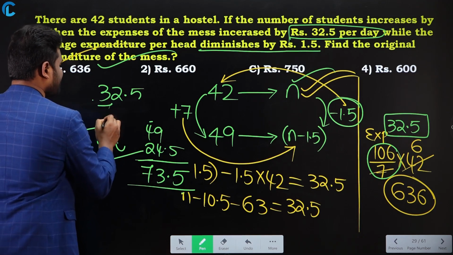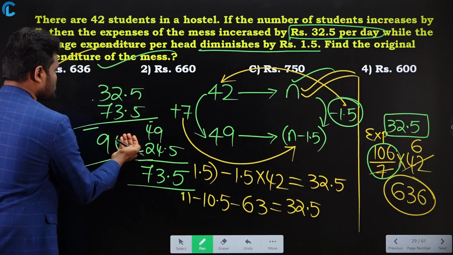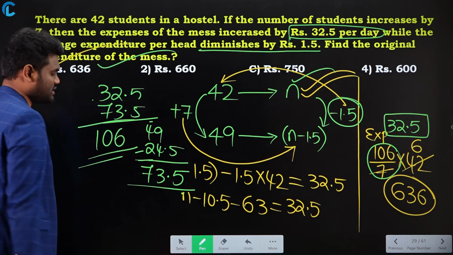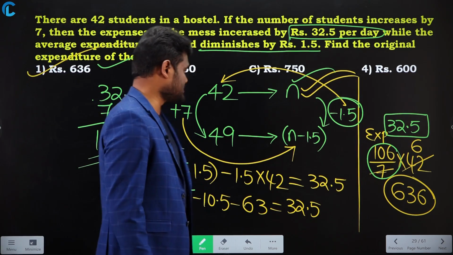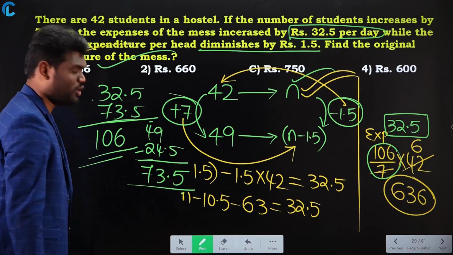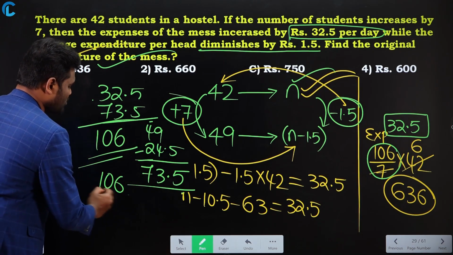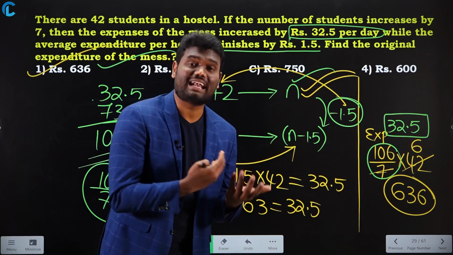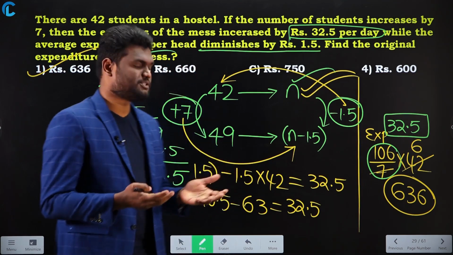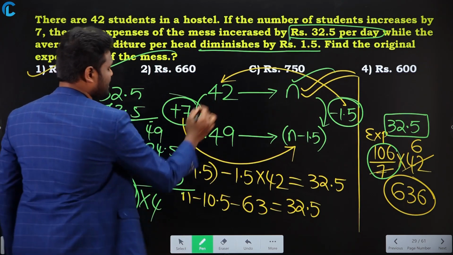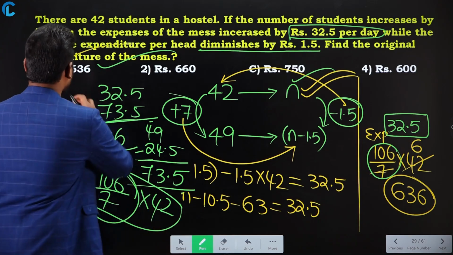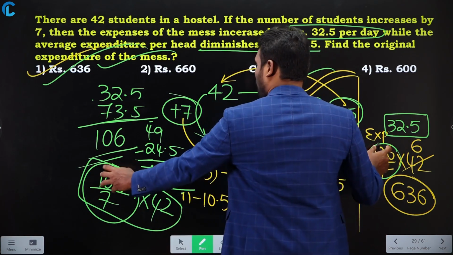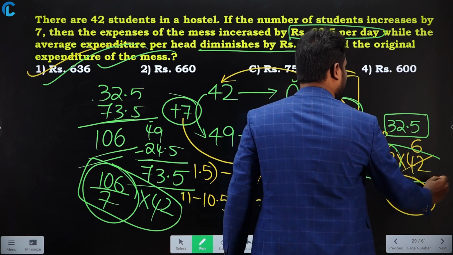Which means it should be 73.5. Now this value is how much? This value is nothing but 106. Okay, 106. Which means I got a difference of 106. For how many students? 7. Yes or no? So then average would be 106 by 7. If average is 106 by 7, my question is to find the total expenditure. Yes or no? My question is find total expenditure. So into total, how many students are there initially? 42. So when you calculate this, again you are going to get the same answer. Why? Because even if you observe here, 106 divided by 7 into 42. The same calculation you got here.